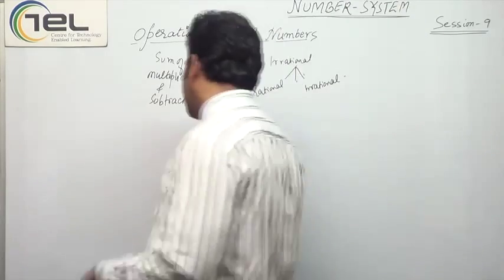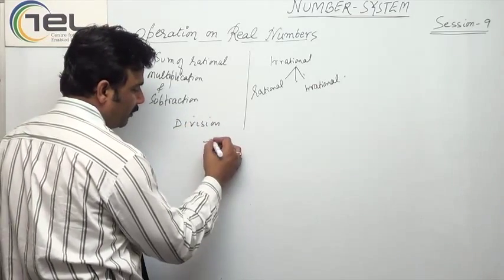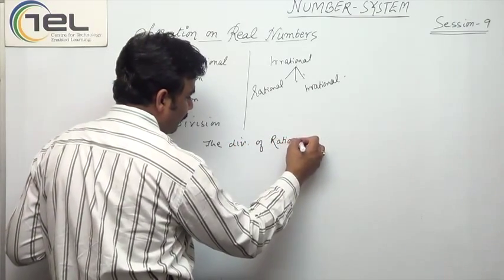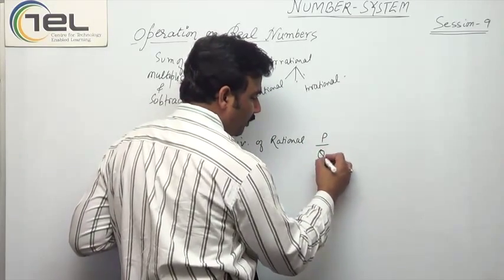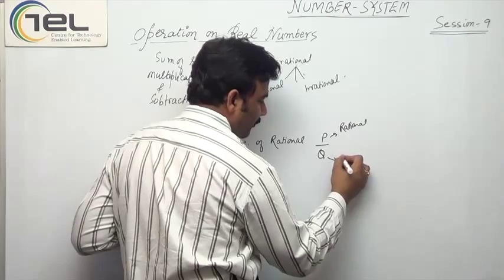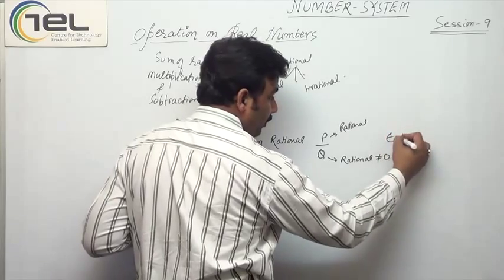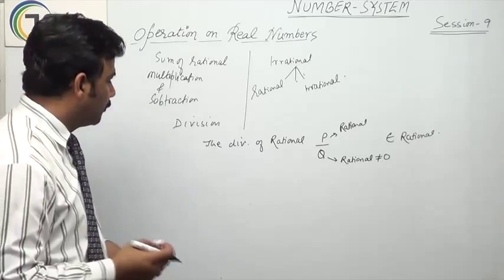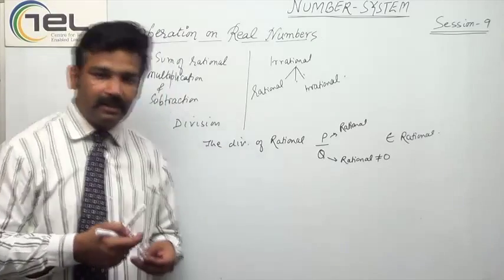Now, the division of rationals, where p and q are two rationals and q is not equal to 0, also results in a rational. But the division of any two irrational numbers can result in a rational as well as an irrational.